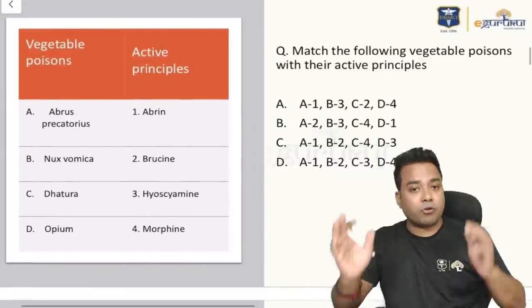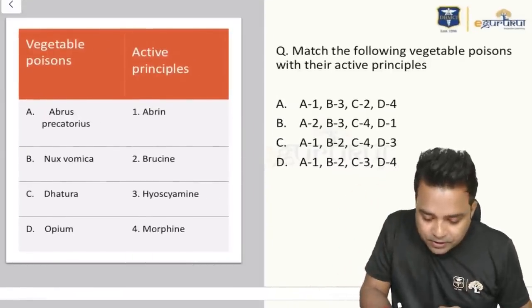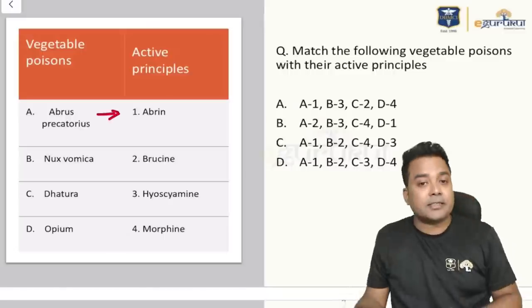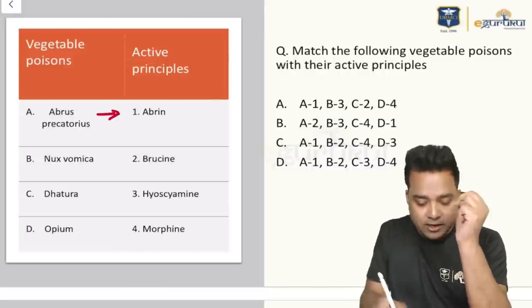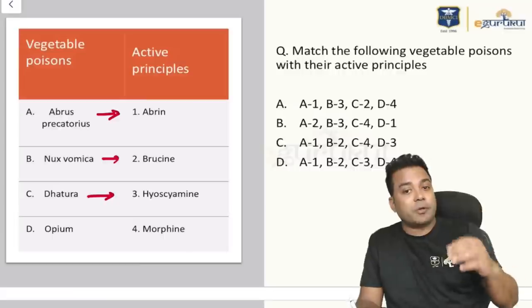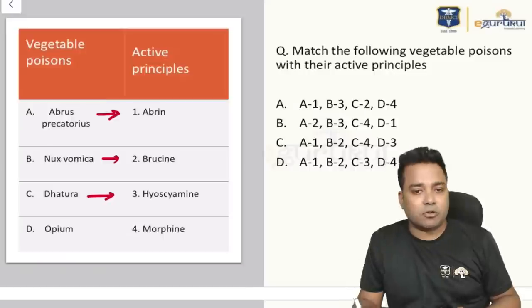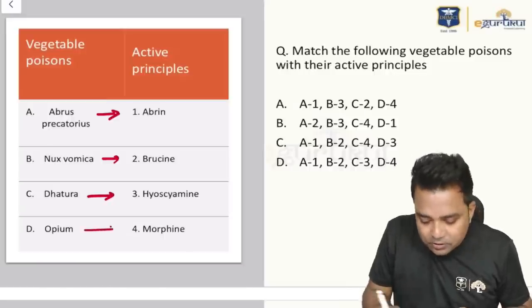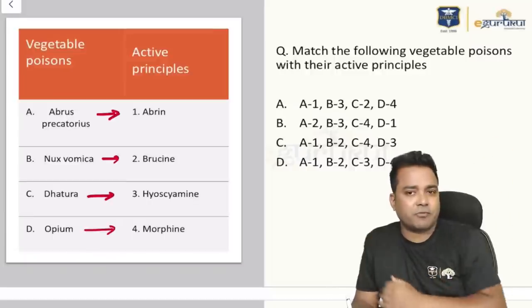This was a match the following of poisons with their active principles. Abrus precatorius will have abrin as the active principle. Next, nux vomica has strychnine, brucine, and loganin. Datura has atropine, hyoscine, hyoscyamine, mainly hyoscine. Some parts of atropine and hyoscyamine are also there. Opium, yes, morphine will match with opium. So a straightforward matching: 1, 2, 3, 4.